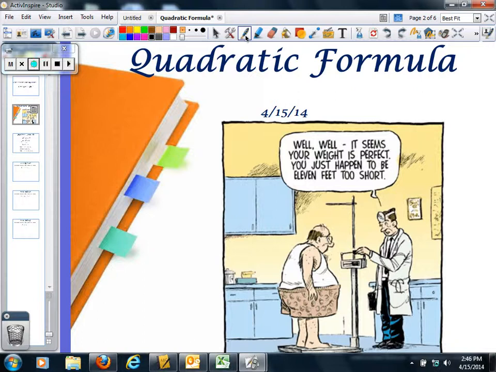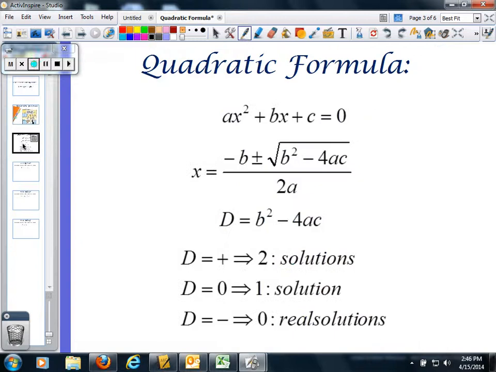Afternoon, everybody. Okay, so we are looking at the quadratic formula. We've already seen a little bit of this information. So you've got quadratic form, which is ax squared plus bx plus c equals 0.